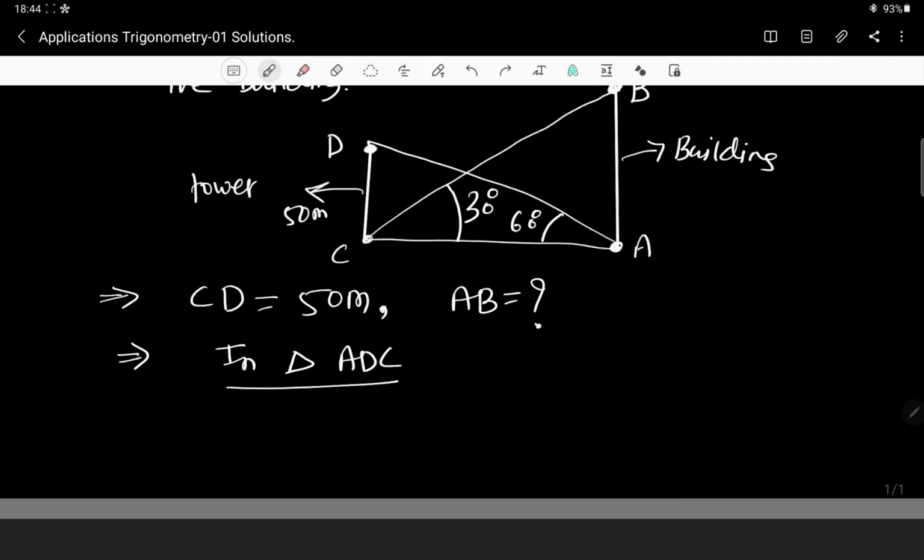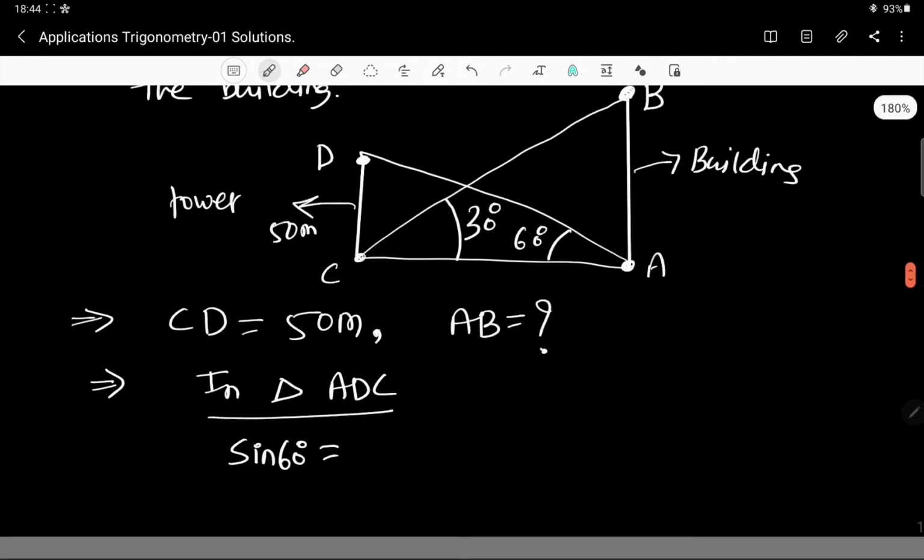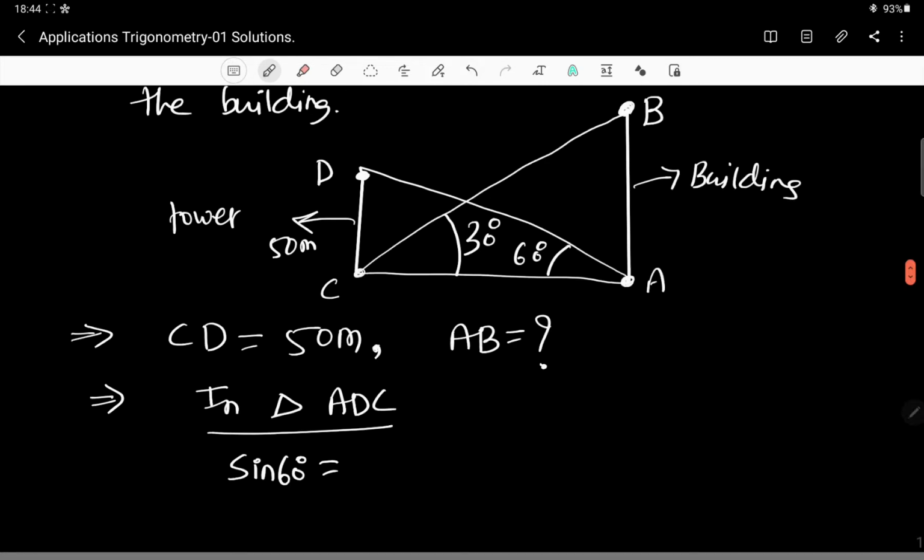In triangle ADC, if you apply sine 60 degree, look at this. Sine 60 degree means what it becomes? It becomes DC divided by AC, right? Just observe ADC. Sine 60 degree is equal to, not sine, I'm really sorry, this is not sine, this is tan 60 degree. Because I want AC, right? Tan 60 degree is equal to DC, that is 60 degrees here.